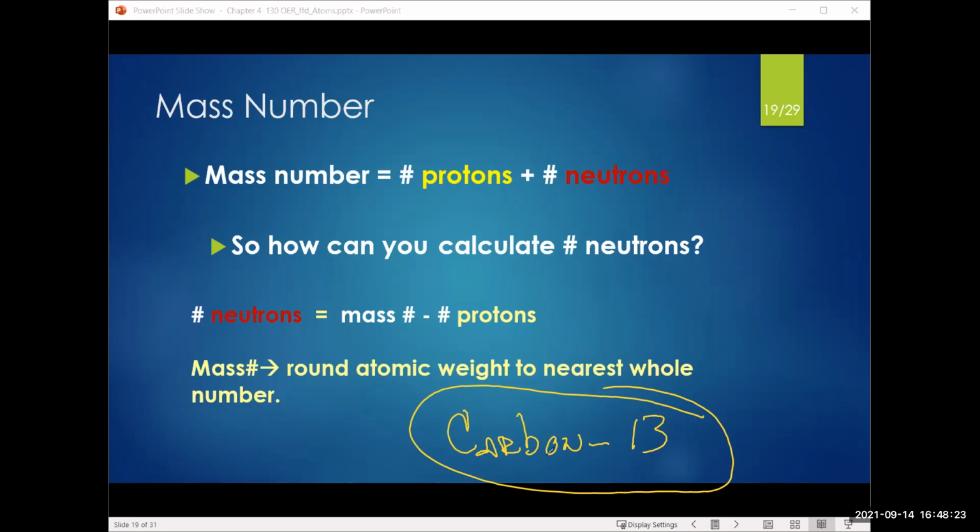Otherwise, they have to give you this information before you can calculate how many neutrons there are. But if you see it's carbon 13, carbon still will have 6 protons. It will have 6 electrons, okay? And therefore, being carbon 13, how many neutrons do you think it would have?